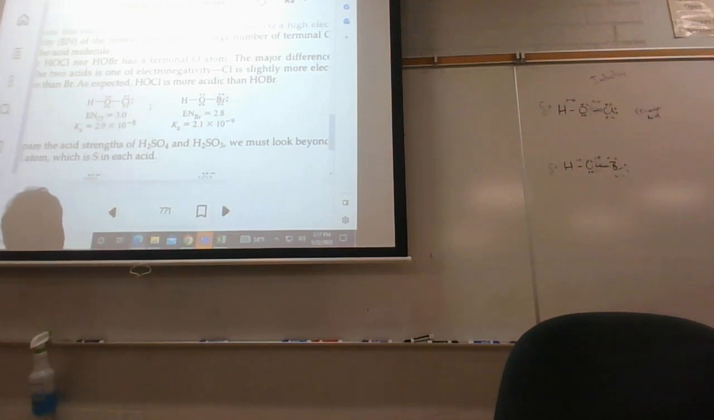And so nothing ionizes 100%. But when you're at 10 to the 6th, that's pretty big, so I'm going to ignore the tiny fraction of unionized. Ka is talked about in Chem 1B.